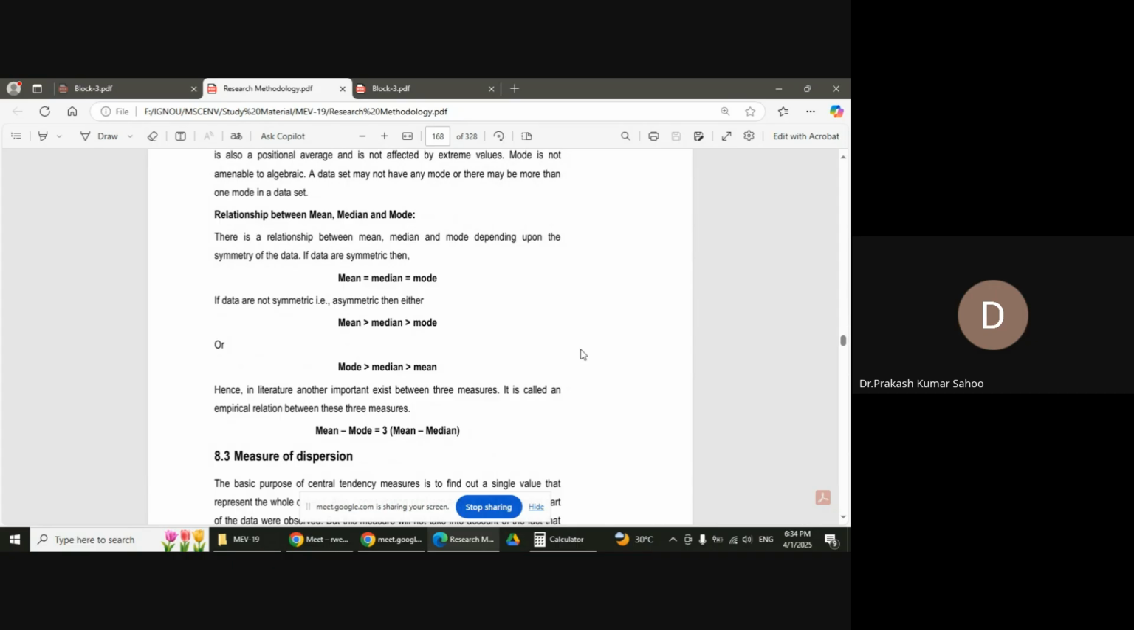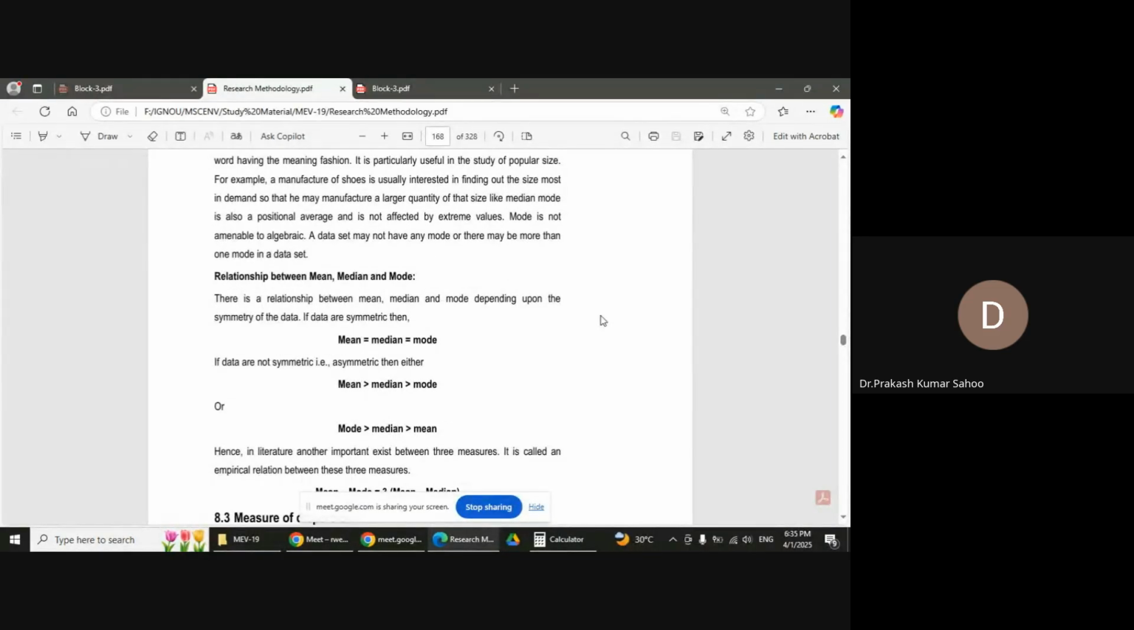So what do we understand by mode? Mode in a data set is the number which is repeated the maximum number of times. It is the most frequent.